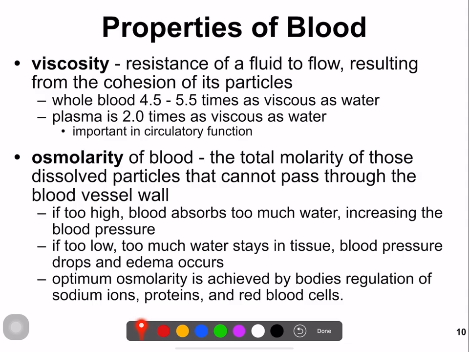If it's too low, too much water stays in the tissue, blood pressure drops, and we end up with edema. And just kind of like Goldilocks and the Three Bears, we don't want it too high, too low, we want it just right. So in the optimum osmolarity, we have the right percentage of sodium, protein, red blood cells, and the body works hard to maintain that balance.